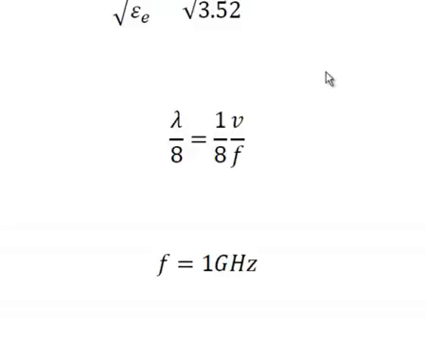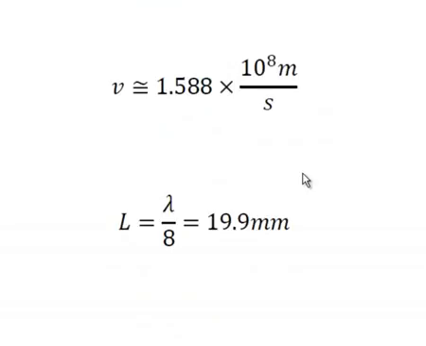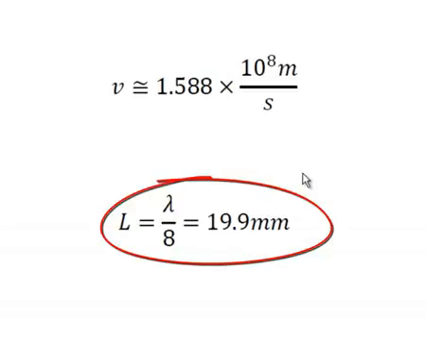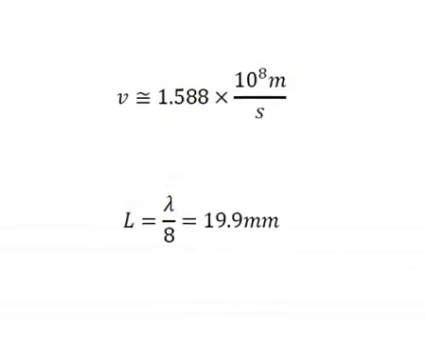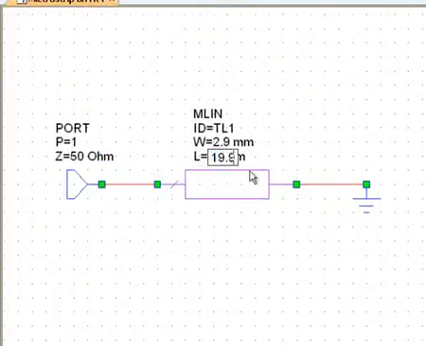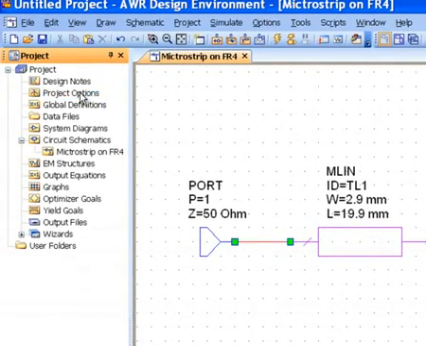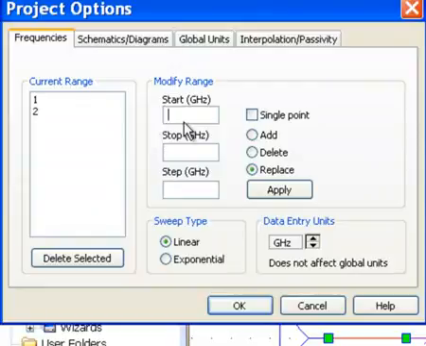The frequency at which we will be simulating is 1 gigahertz. We can choose other frequencies, but we'll use this for simplicity. So the actual velocity of propagation numerically turns out to be 1.588 times 10 to the 8 meters per second, and the wavelength divided by 8 is equal to 19.9 millimeters. So we can go back to our schematic, and we change the length to just that, 19.9 millimeters. Now, what we need to do is go to Project Options and set the right frequency of simulation, in our case 1 gigahertz.